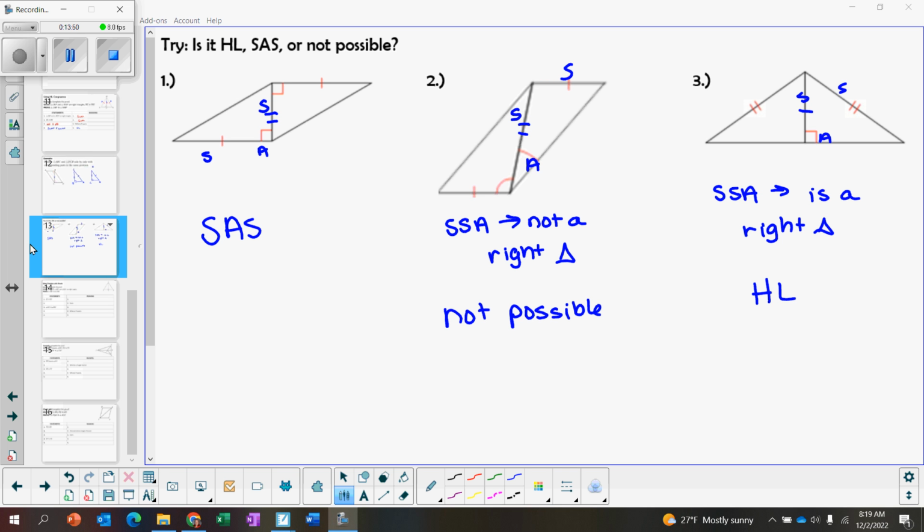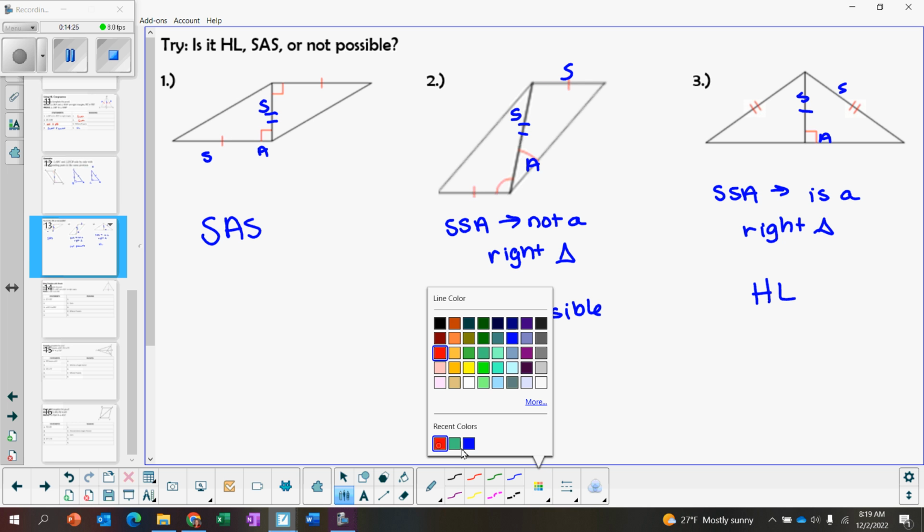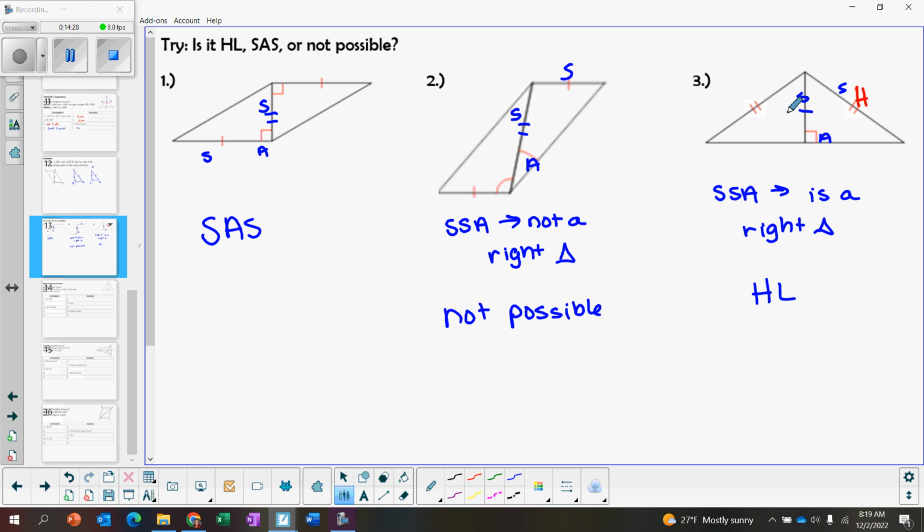All right, so for the first one, we see we have SAS on both triangles, where the A is between the S's. So even though it was a right angle, it doesn't automatically make it HL. That's still a congruent angle. So number one was SAS. Number two was not possible because we look at SSA and it's not a right triangle. If I get SSA, I can look to see if it's a right triangle, and if it is, it's HL. If it's not, it's not possible. Number three also looked like SSA, but it was a right triangle. So that is possible using HL, hypotenuse-leg. And if I look at my picture, I would have had the hypotenuse here and the leg here.